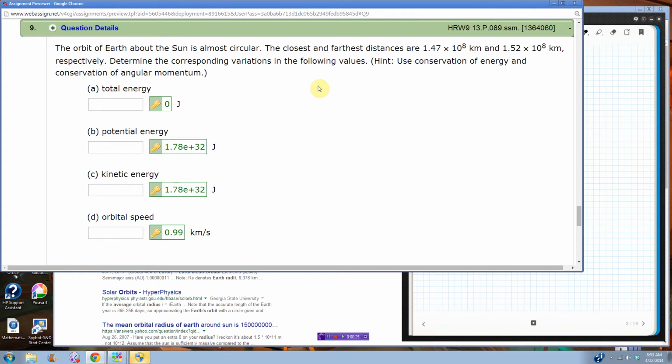Alrighty, so they want the variations. Basically, they want the change from closest to furthest distance of these things. The first one they want is total energy. Thing is, total energy is conserved, so there shouldn't be any variation in that. The answer is 0. Next, they want potential energy.